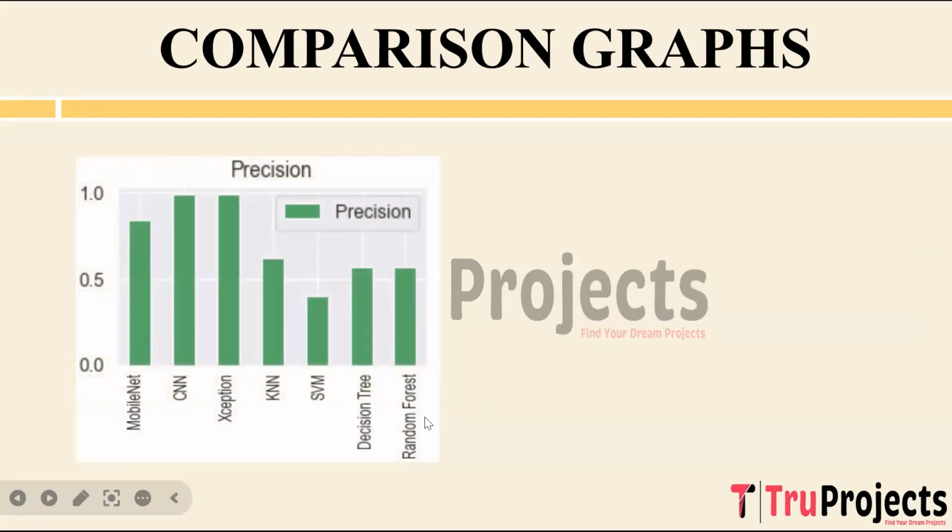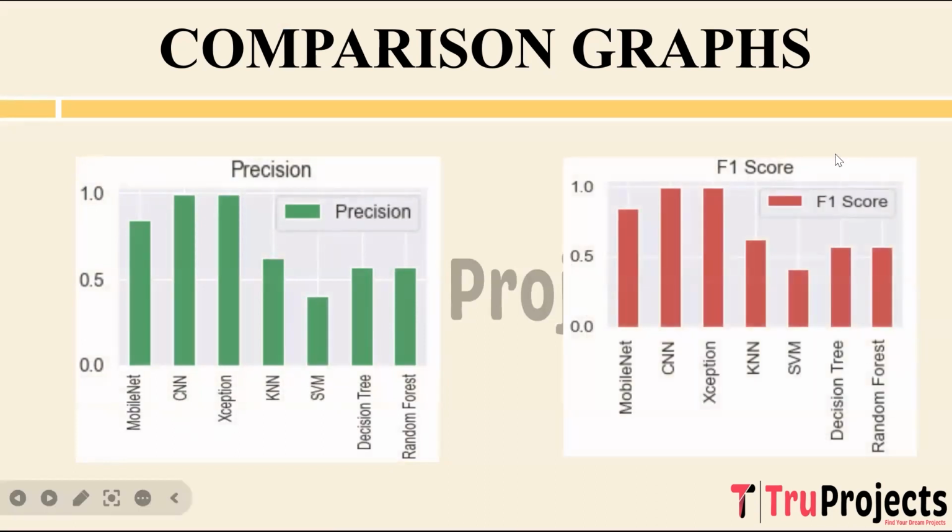This is precision comparison graph. Here on the x-axis we have algorithm name, and on the y-axis we have precision score. Precision is a metric that assesses the accuracy of positive predictions made by the model. It calculates the ratio of true positives, correctly predicted positive instances, to the total number of positive predictions, true positives plus false positives. This is F1 comparison graph. Here on the x-axis we have algorithm name, and on the y-axis we have F1 score.